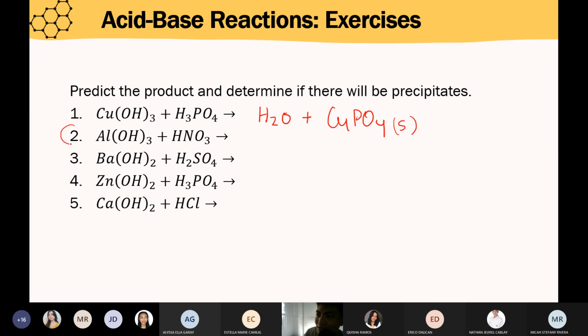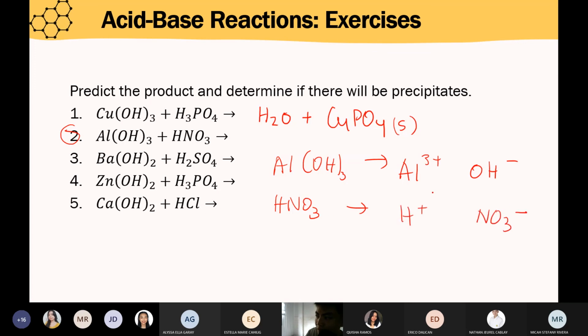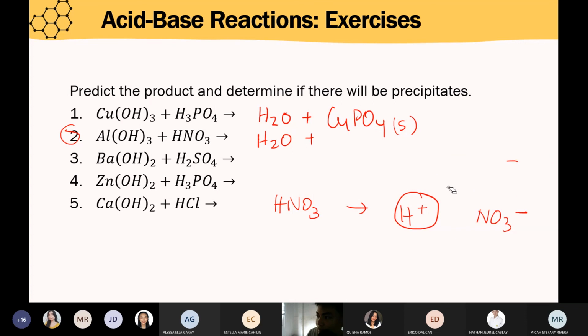Okay. So next one, you have your aluminum hydroxide, nitric acid. So what are the ions? Al3+, OH-. For this one, what are the ions? H+, NO3-. Again, your priority is the H and the OH. So that means you can form water, and kung ano yung natira, you just pair them. So that will be aluminum nitrate.